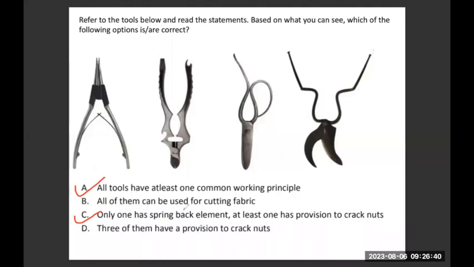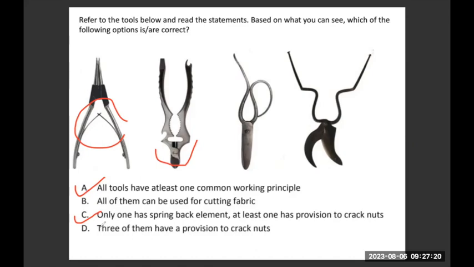Next one, all of them can be used for cutting fabric, which is not possible, especially with the second tool, which looks like a nutcracker. It's not possible. Only one has a spring back option. At least one has a provision to crack nuts. One has a spring back option, which is this one. This tool has the spring back option, which is not there in the others, and at least this one has the provision to crack nuts, so that is correct.